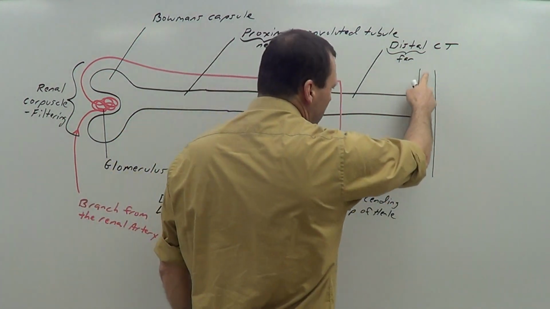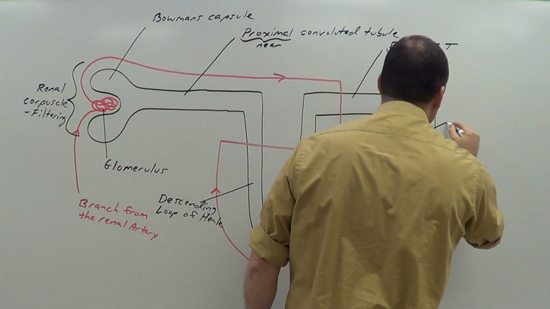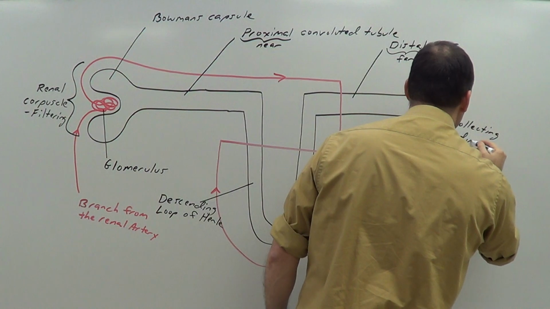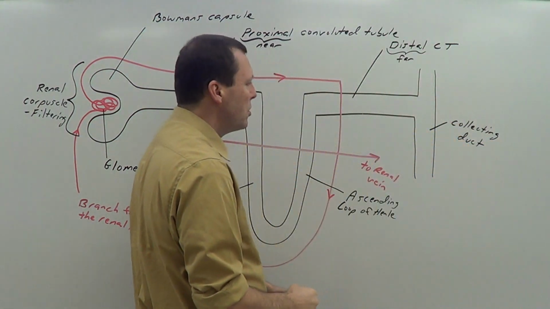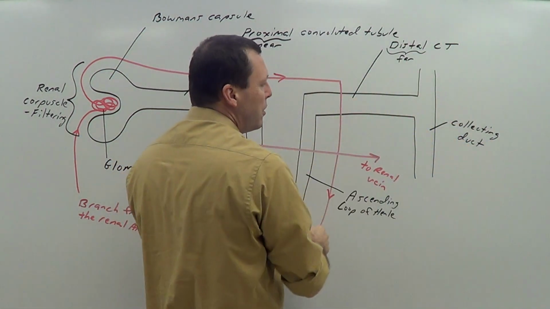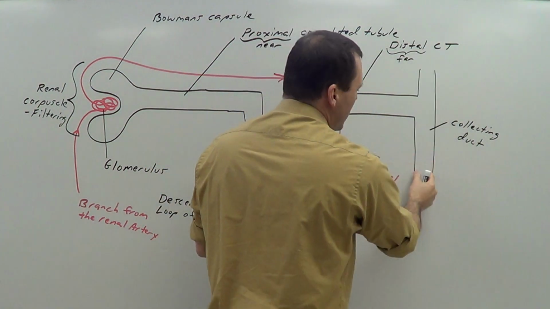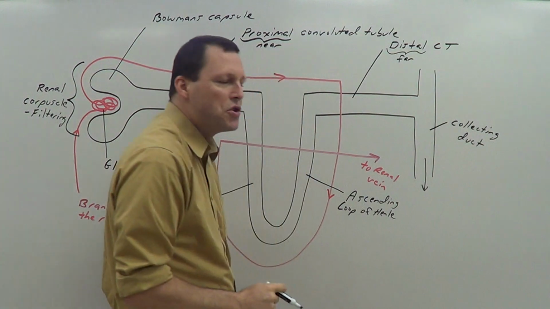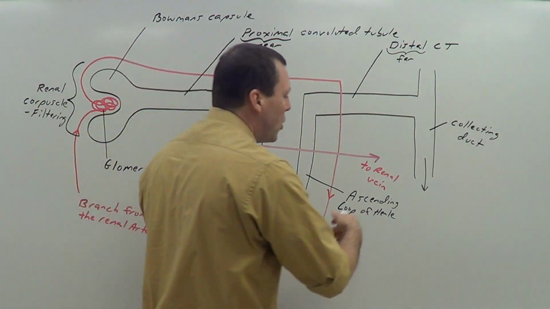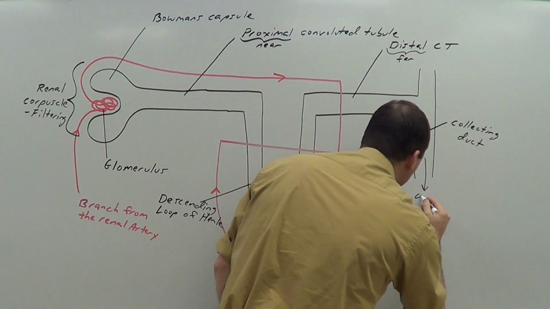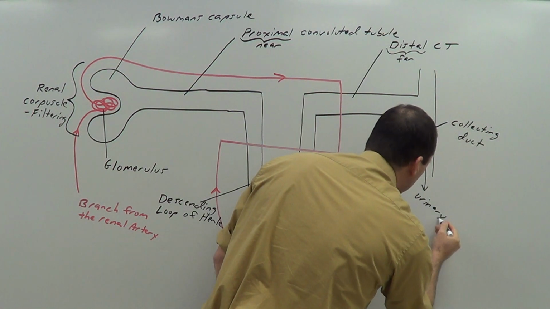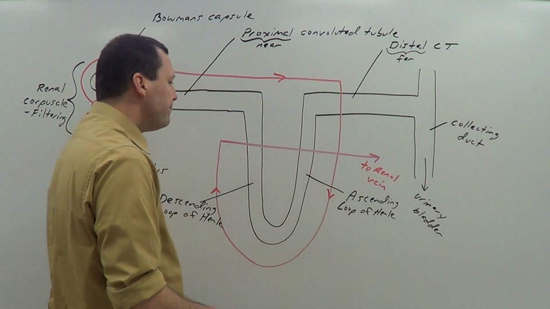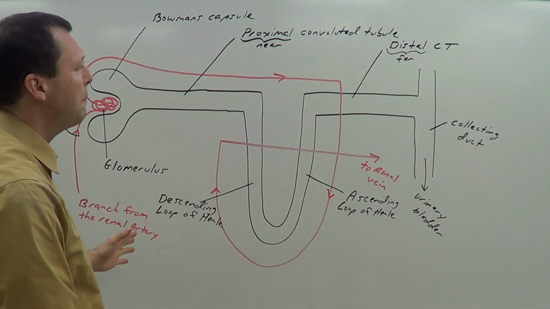And lastly, this is going to be our collecting duct. In fact, this collecting duct is going to receive urine from many different nephrons, and eventually this is going to feed into the center of the kidney and go to the urinary bladder. All right, so those are all our parts.